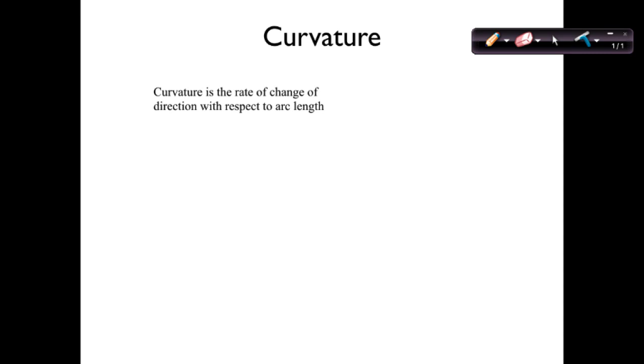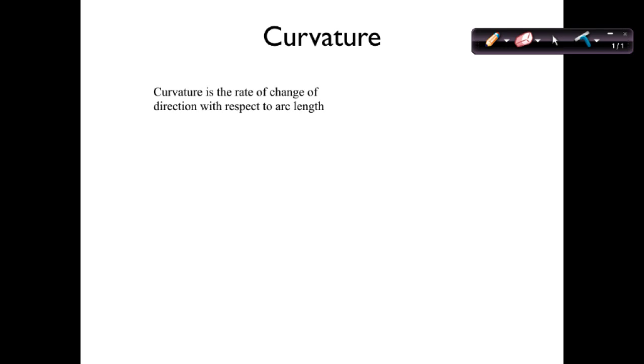So curvature is defined as the rate of change of direction with respect to arc length. So let's think about that. Does that make sense? For a given distance along the curve, how much does the direction change per distance along the curve? Does that then compute how curved it is, right? So for the same change in arc length, do you have a lot of change in direction or just a little change in direction?